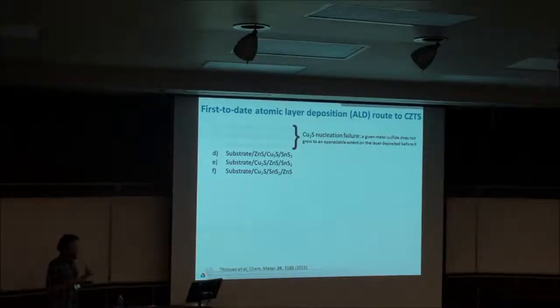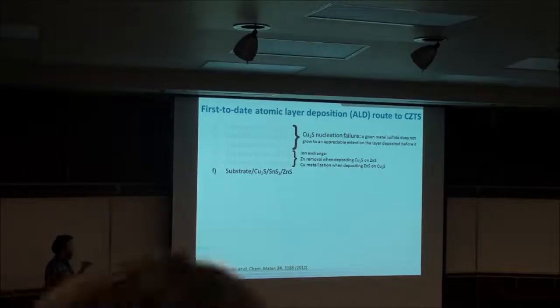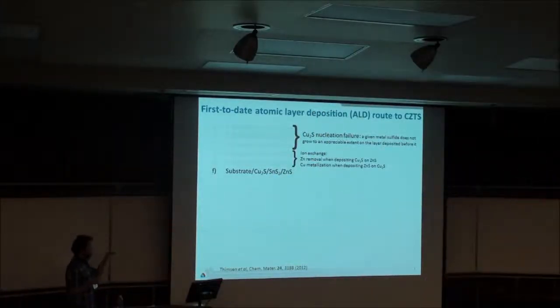But it appears that the first three of them fail because of copper-tin nucleation failure. Basically, copper sulfide just doesn't grow on top of tin sulfide, in the arrangement tin sulfide, zinc sulfide, and again tin sulfide. The second two fail due to so-called ion exchange. When you grow a layer and then try to grow the next layer on top of the pre-existing one, you bring in cation precursors, and the precursors basically grab the whole pre-existing layer and remove it from the substrate.